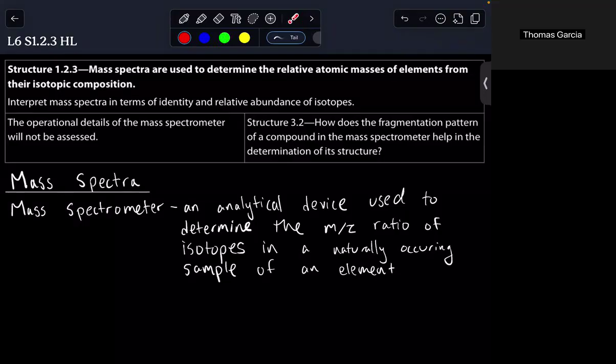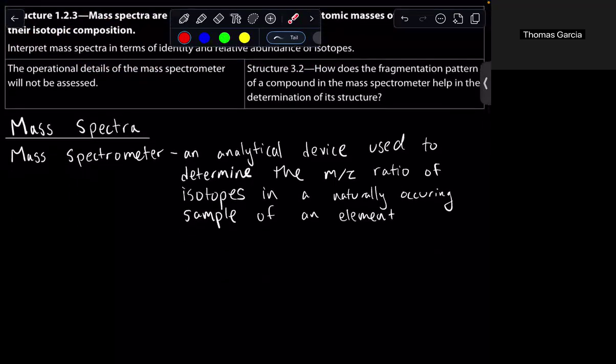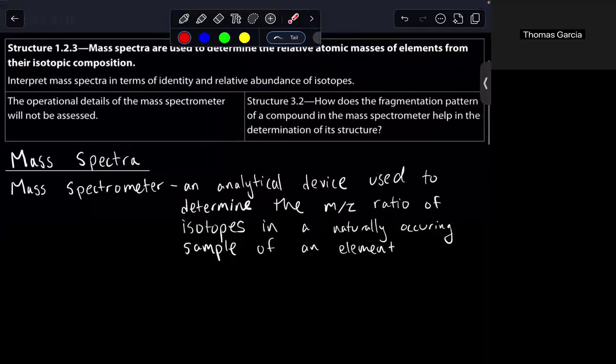This is our first HL lesson of the DP curriculum. We are covering mass spectrometry, which is where we use mass spectra to determine the relative atomic masses of elements from their isotopic composition. So we will be able to interpret mass spectra in terms of identity and relative abundance of those isotopes. And that is basically what we will be covering today. We'll also be doing two examples of problems that the DP might ask at the end. So stay tuned for that.